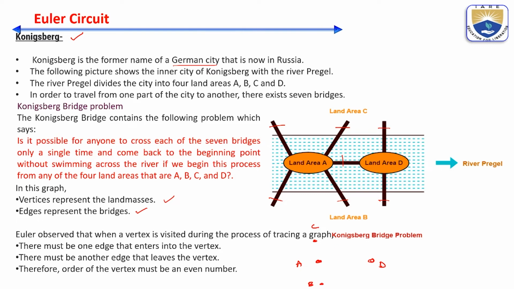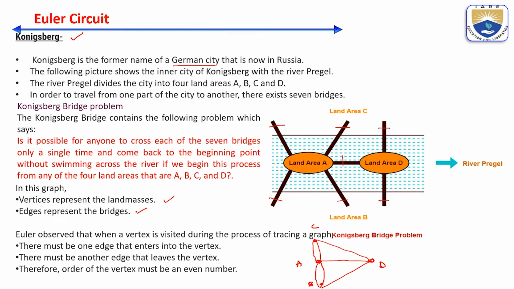Now A to D, there is one bridge. Then A to C is one bridge, and C to A will be another. Next, A to B will be there, and B to A will be there. And another one is C to D, another bridge. And next, B to D is also another bridge. So there are 7 bridges. See here, 1, 2, 3, 4, 5, 6, 7.